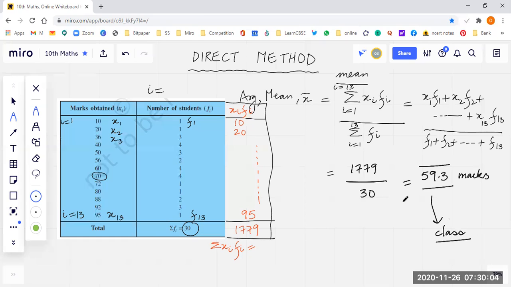So then how will we find out xi in that data? Let's see. Because to calculate the mean we need summation xi fi, and for this we need xi also. But if the data is in the form like 10 to 30 how many students are there, then 30 to 50 how many students are there, somebody can tabulate data like this also. Then how will we find xi? So let's see in the next example.